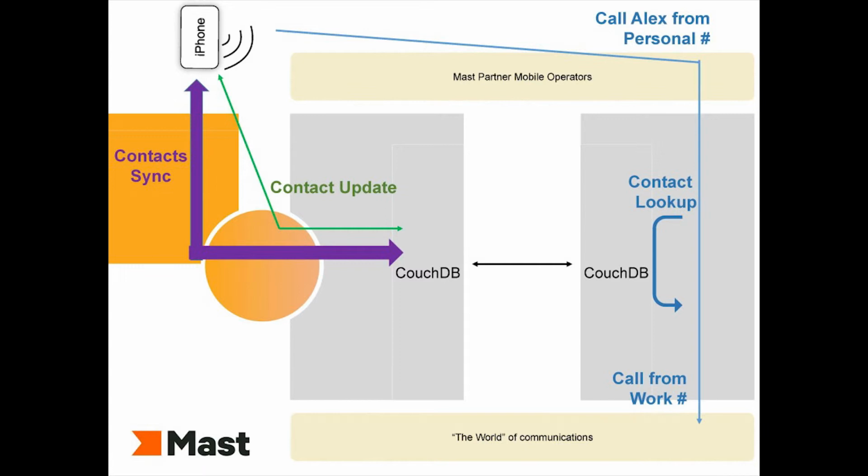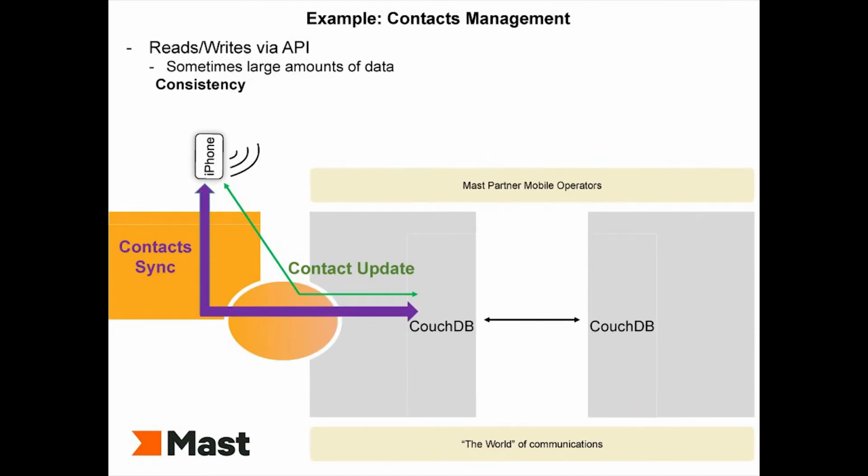So when the UI syncs with our service, sometimes it's a large amount of data. It should always be consistent, right? It would be a jarring user experience if in the web interface or the iOS app, you think you switched a contact to be one way, and then you call out, and you're calling from a different number. So we want to deliver consistency.